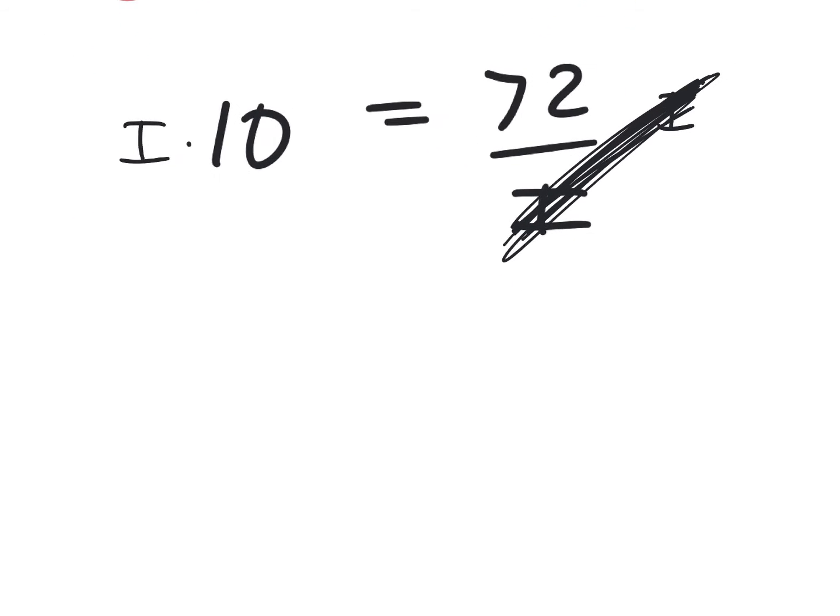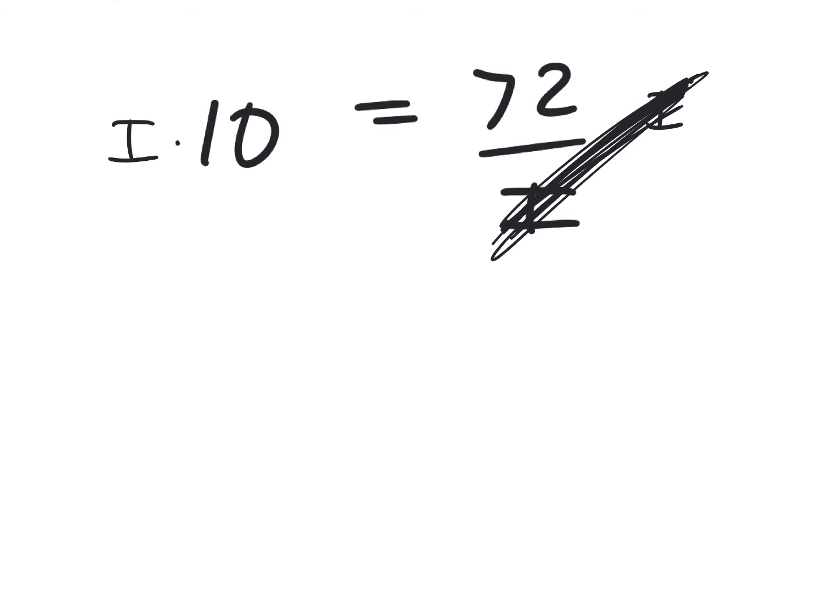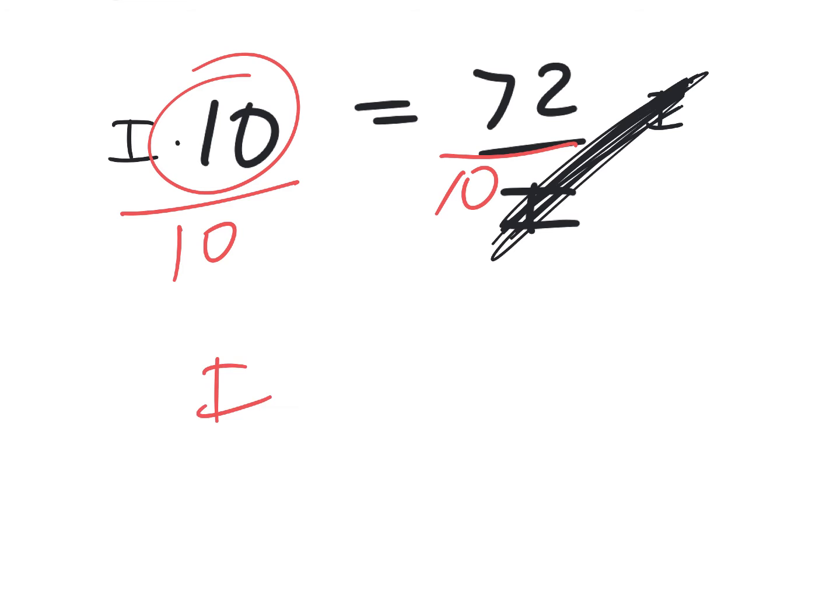Pay attention. Right here. How do you solve that? Cole, what's my last step? Trying to get I alone. Get rid of the times 10 by dividing by 10. So I got I equals 72 divided by 10, which is 7.2. What that means is I need 7.2% interest to get my money to double.